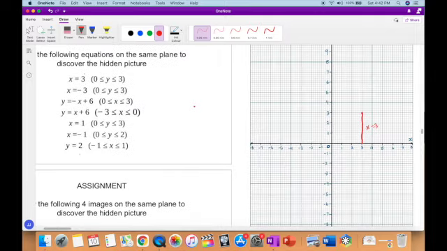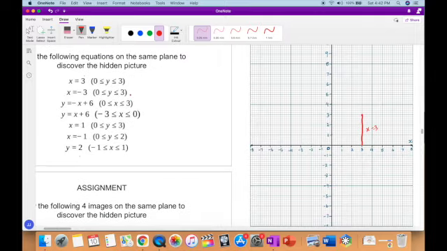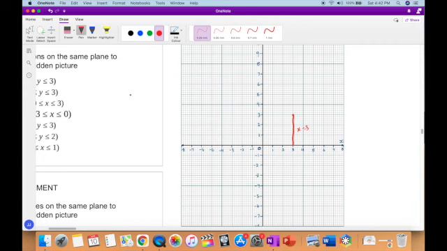Now let's take a look at the next line. x is equal to negative 3 between 0 and 3. So we come in on this side now. Negative 3 is a vertical line between 0 and 3, so that is this line.